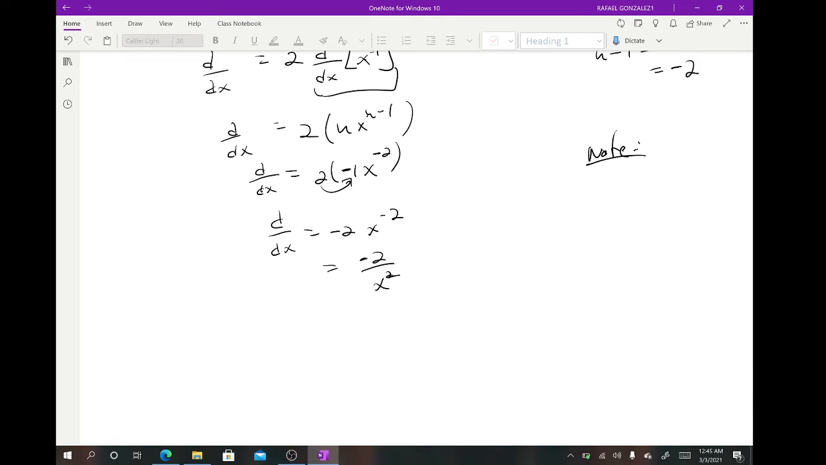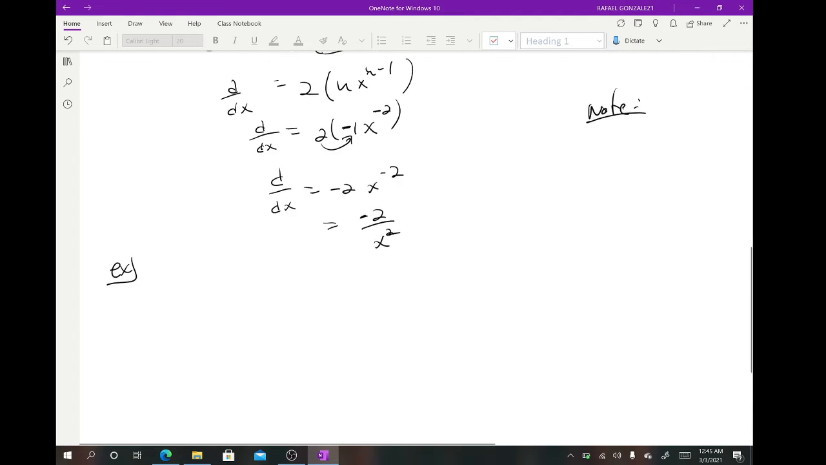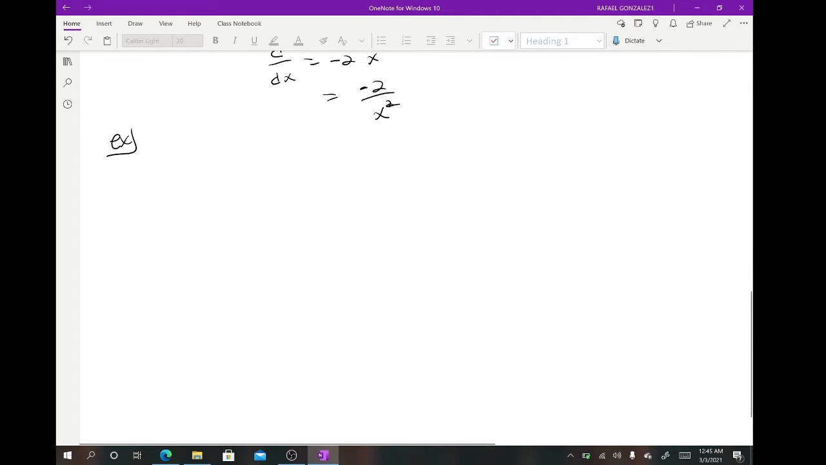Let's do another example. So I have, let's say, f of t, a function of time, is equal to 4t squared over 5.